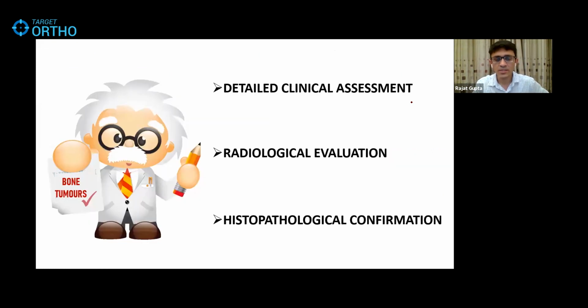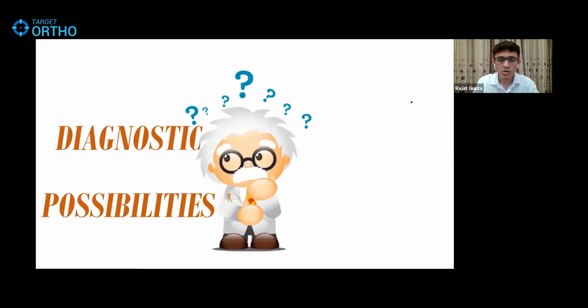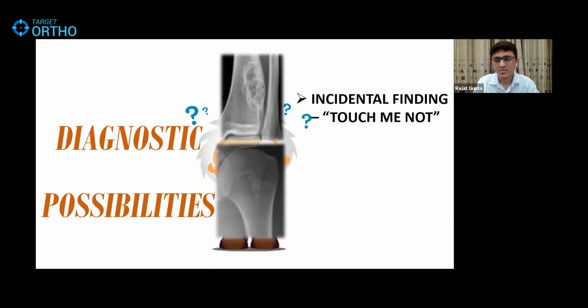Okay. So now we have discussed the clinical assessment part. We have discussed the radiological evaluation, the X-ray part. So now what could be the diagnostic possibilities? We could have an incidental lesion, which we call a touch-me-not lesion, like we have here. Anyone, what is this X-ray, the top X-ray? Metaphyseal, well-defined, looking like a cortical lesion with crenulated margins, no periosteal reaction, no soft tissue component.